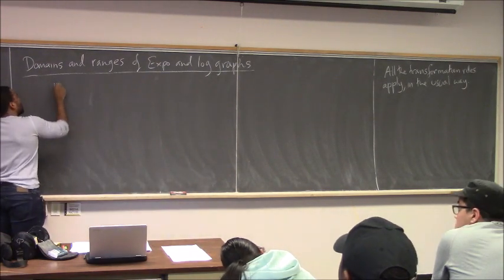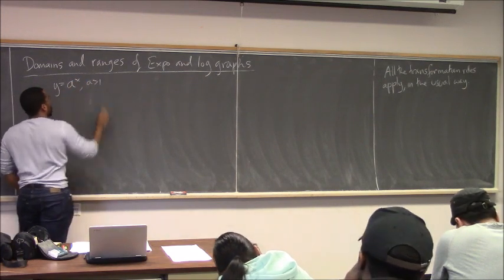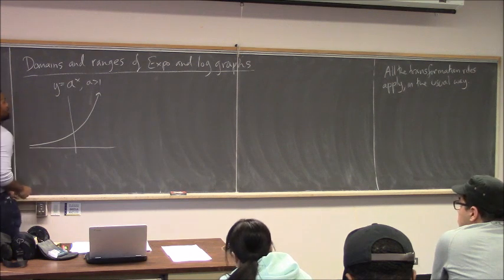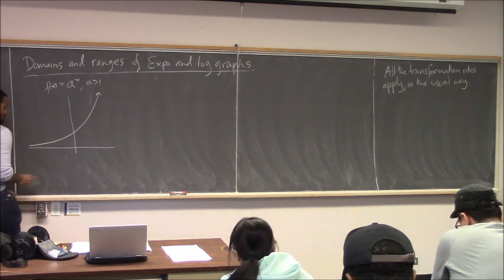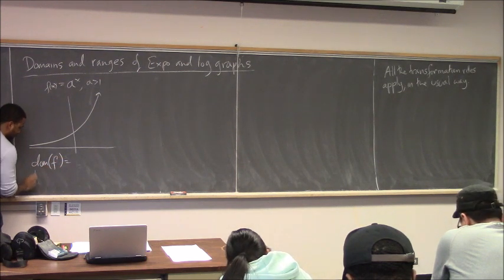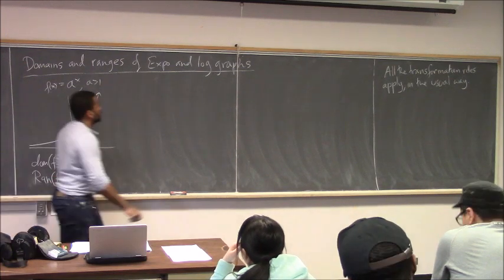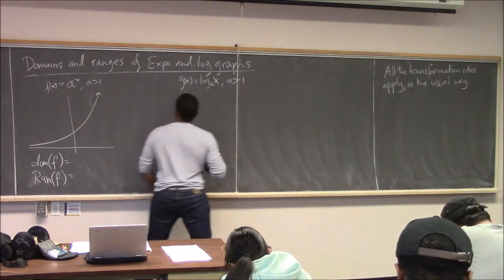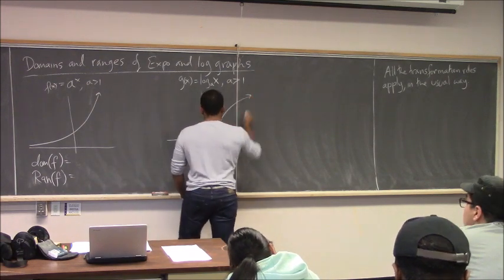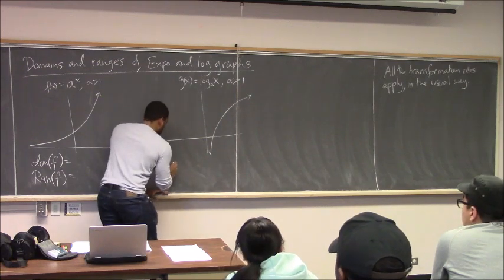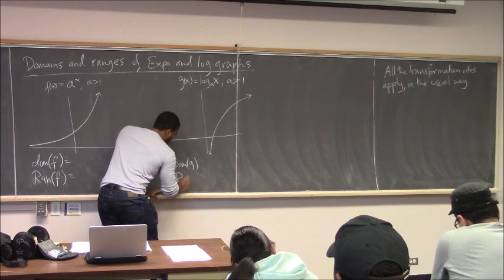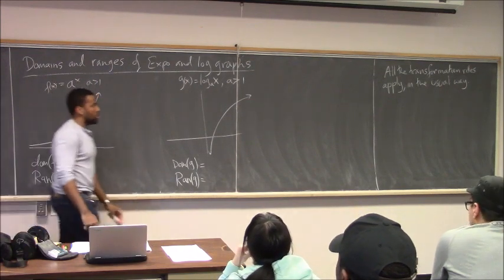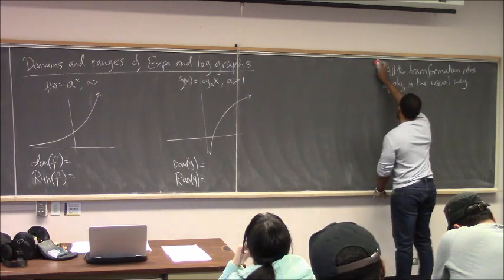Let's start with the exponential. y equals a to the x. Let's say our a is greater than 1. The graph is going to look like that. What is the domain of f? And what is the range of f? Versus, let's say g of x is the logarithm, a is greater than 1, just like that. What is the domain of g? What is the range of g? And yes, this is something that you will specifically be asked for, so you need to know how to talk about this.